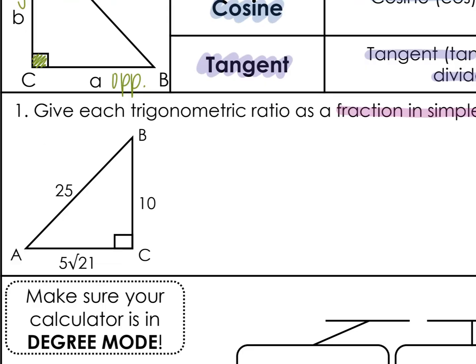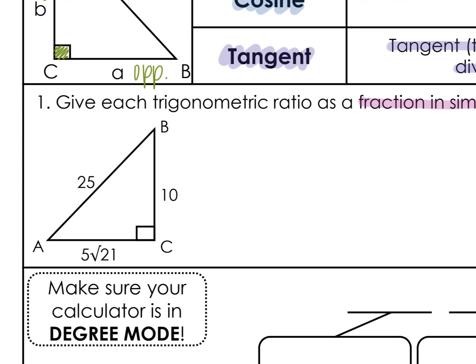So looking here, we have our angle A. I'm going to circle that. My opposite is that 10. My hypotenuse is that 25, because it doesn't touch my right angle. And then my adjacent is that 5 root 21.